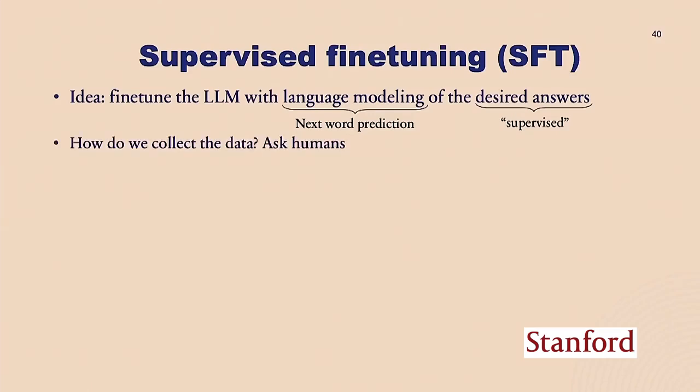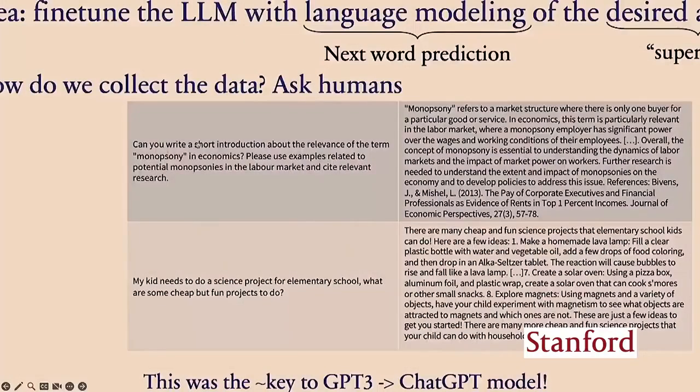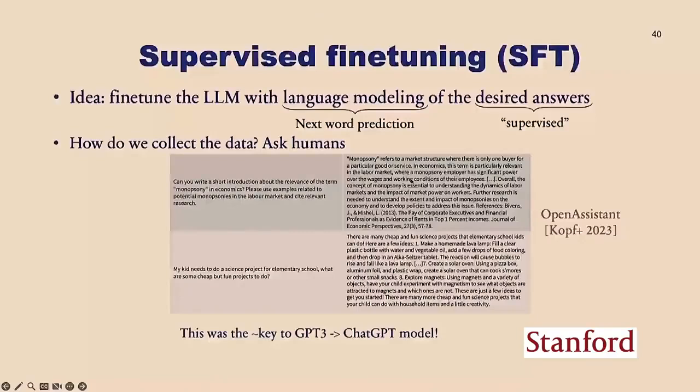So how do we collect this data? Well, I just said it. You just ask humans to tell you: this is a question, this is the answer that you would want from some of these models. So this is an example. Let's read this one. Can you write a short introduction about the relevance of the term monopsony? And then it says monopsony refers to a market structure, blah, blah, blah. And that's a human that wrote that. This is Open Assistant, which was a way to collect data online from humans.